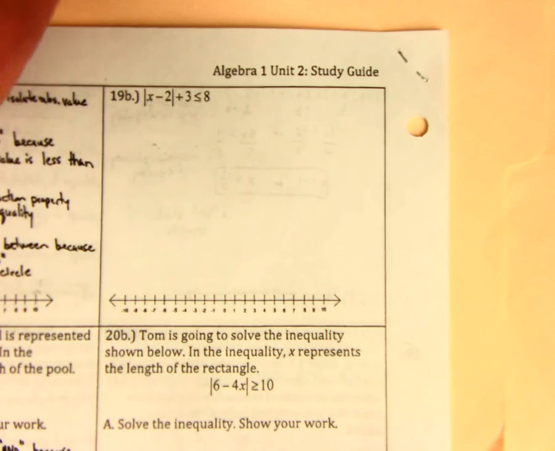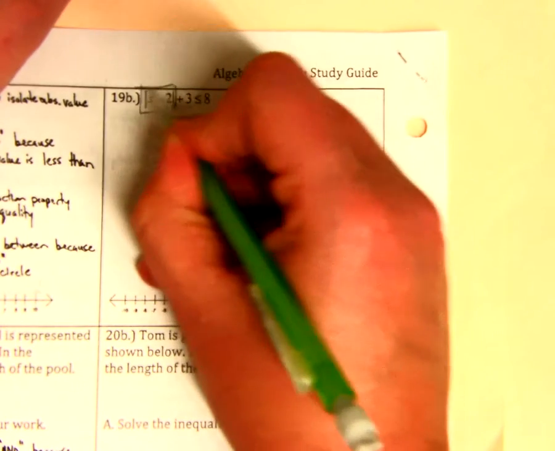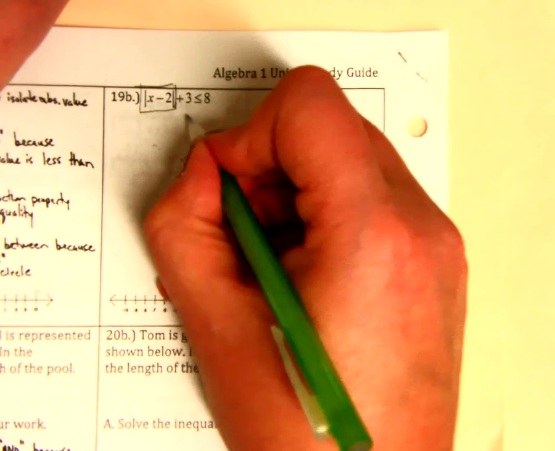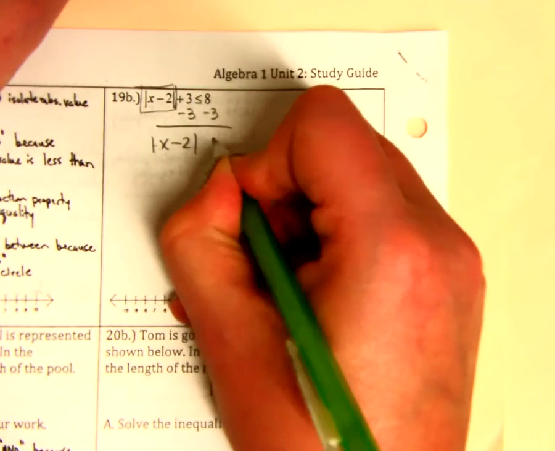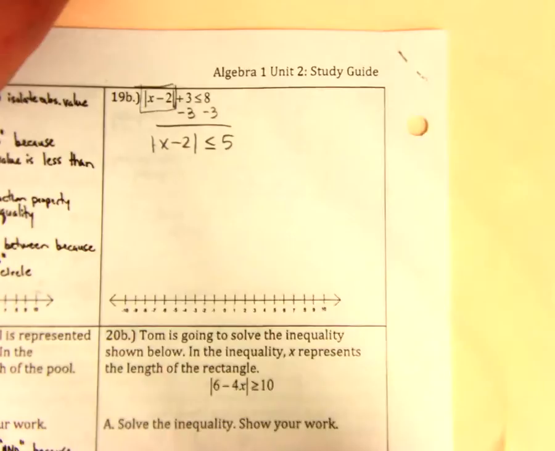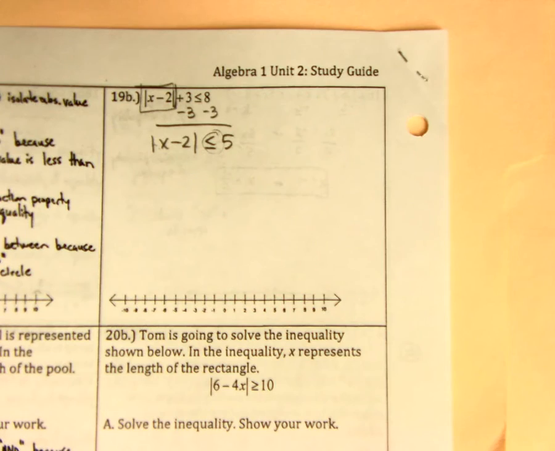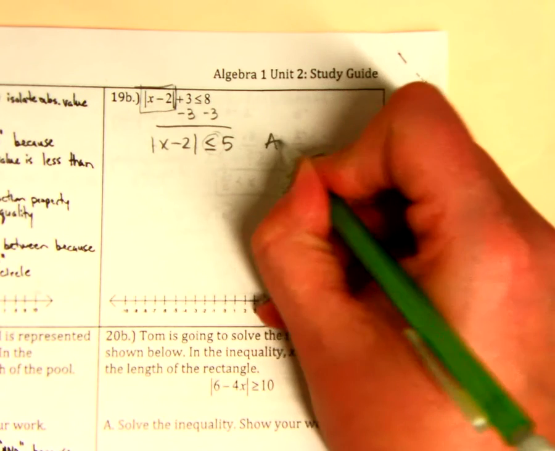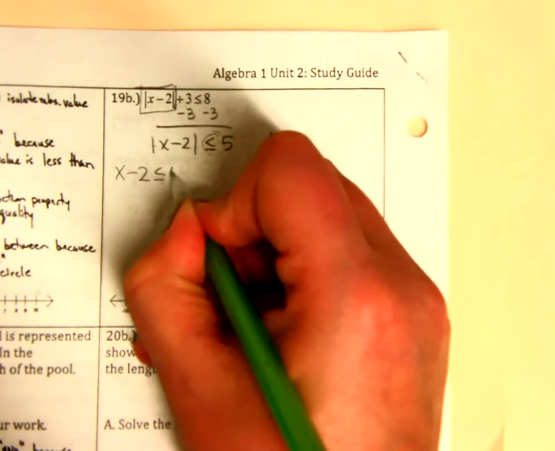19b. The first thing we've got to do is get absolute value alone, which it's not. We have to subtract 3 from both sides. Now we have to decide, is this and or is this or? We're going to look at the symbol. This is less, and. So and. I'm just going to split it up like we did the other one.